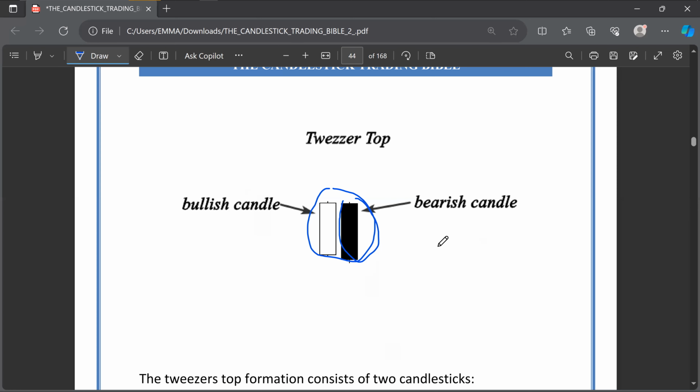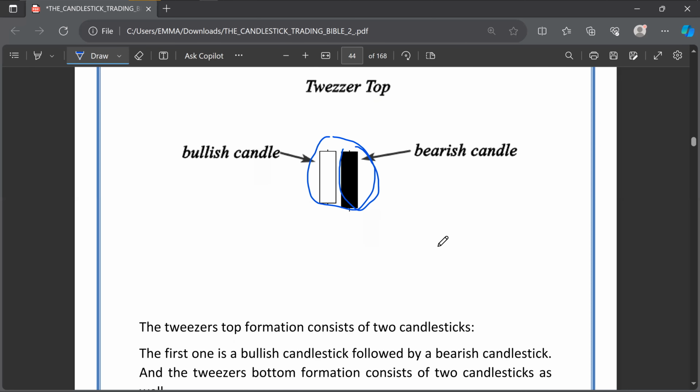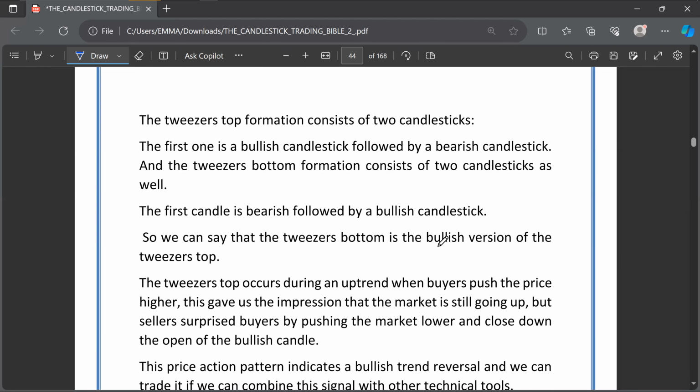So that is it. Now, the Tweezers top formation consists of two candlesticks, like we said. We said some of the candlestick patterns are of one type, a single one. We have some that are of two, like the morning star and evening star. The dojis are of one type and all that. The harami is of two, right? Now we are on the tweezers, and the tweezers are of two types, two kinds.